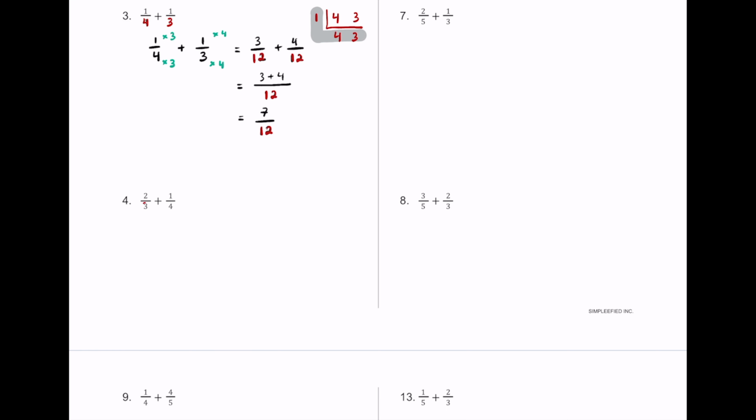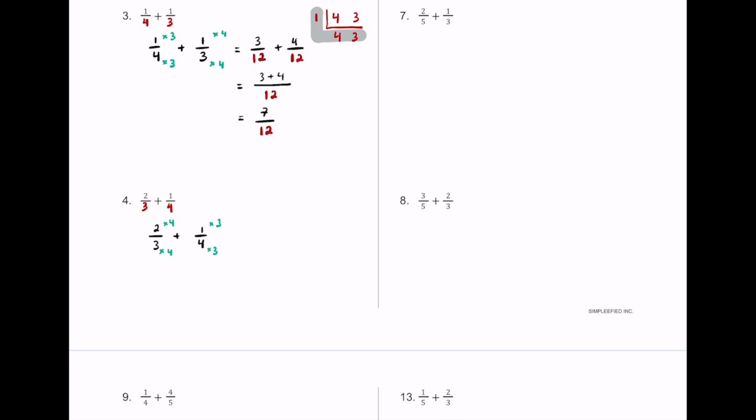For number 4, we have 2/3, and we're adding 1/4. So it looks like we're going to have the LCM be 12 again, so that's kind of nice. Don't have to do extra work. So we have 2/3 here plus this 1/4. So we know we're going to use 12 as our common denominator, so this 3 is going to multiply by 4. This 2 will do the same. For this 4, let's multiply that one by 3, and let's do the same thing on top.